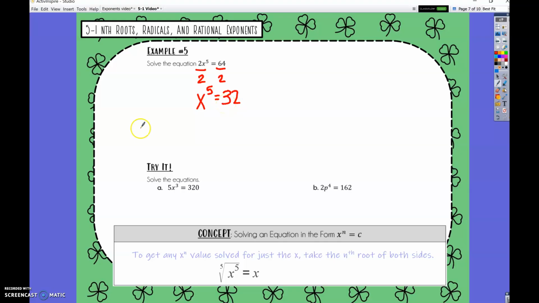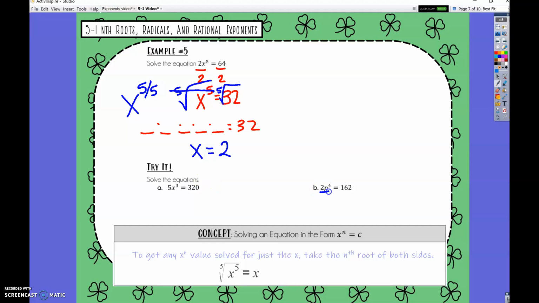Now, you could again guess what number times itself 5 times would make 32. You also could think of that as taking the 5th root. If you want to cancel out a 5 power, you can take a 5 root, but what you do to one side, you have to do to the other. Now the 5 and the 5 will cancel because that'd be like x to the 5 over 5, which is just x, and the 5th root of 32 is 2. Let's try one more here.